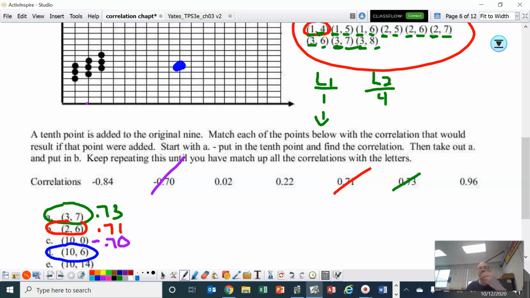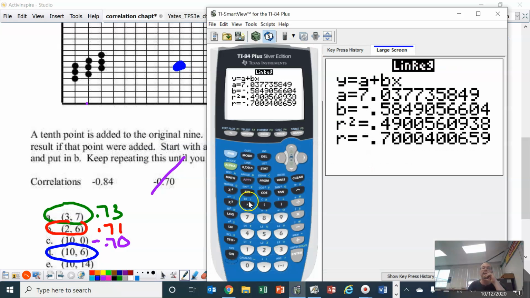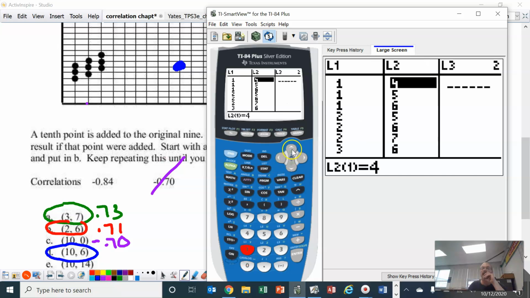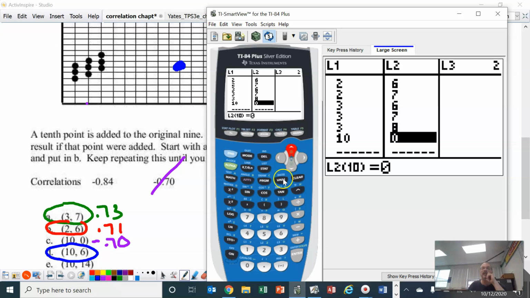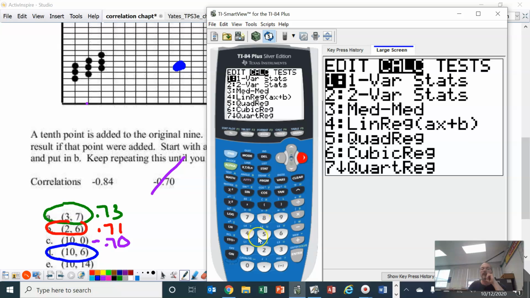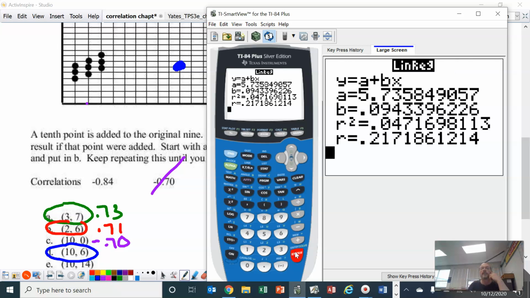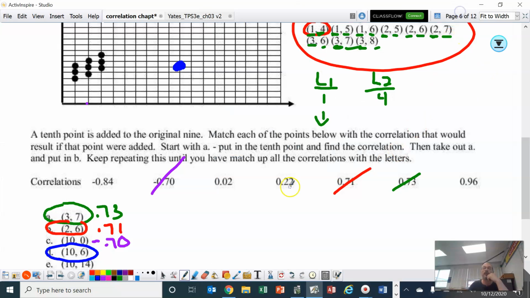Okay, well, obviously, all right, well, let's see what happens. I don't want to say obviously because it may not be obvious. So again, I'm going to go in and change that dot, that 10, 0 to say 10, 6. Stat calculate number 8. So let's see. 0.21 or 0.22. 0.22, that would be this one. 0.22.